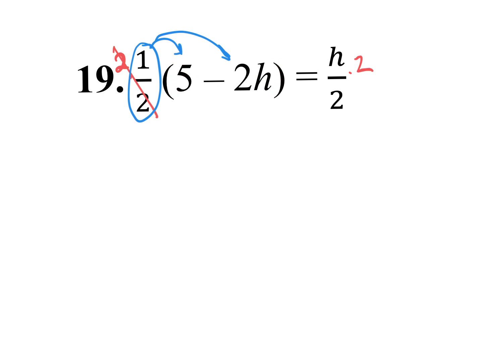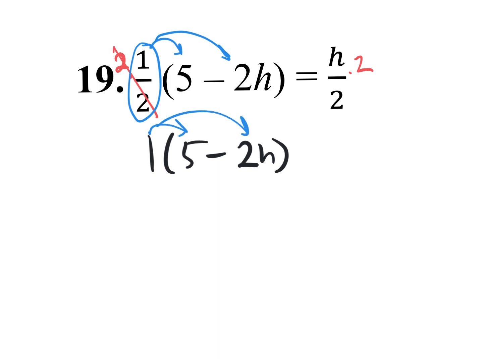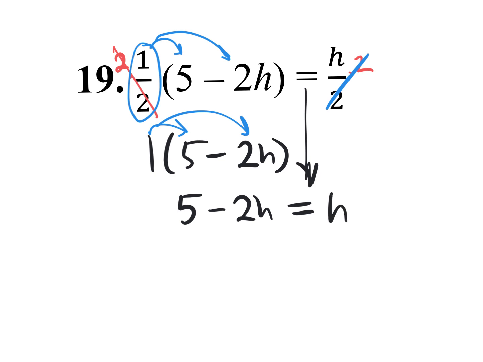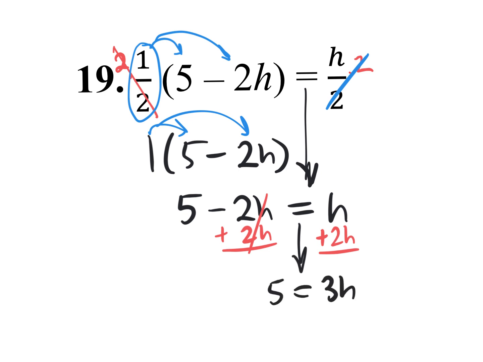Anyway, so what do we really have left? We have a 1 times the parenthesis 5 minus 2h. And when you distribute that 1, it doesn't change anything. It's still going to be 5 minus 2h without parentheses. Bring down the equal sign, and on the right side, the 2's canceled out, and you have an h left over. That's a pretty simple equation. You have h's on both sides, so let's move them to one side. I am going to choose to add 2h to move it over to the right side. That way I'll end up with a 5 on the left side and a 3h on the right side.